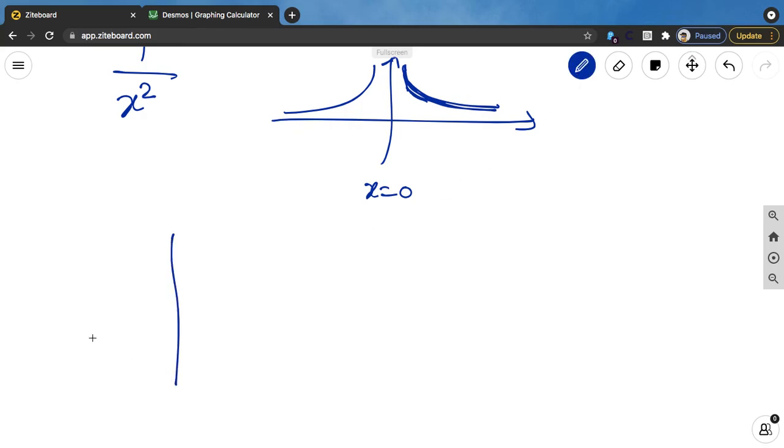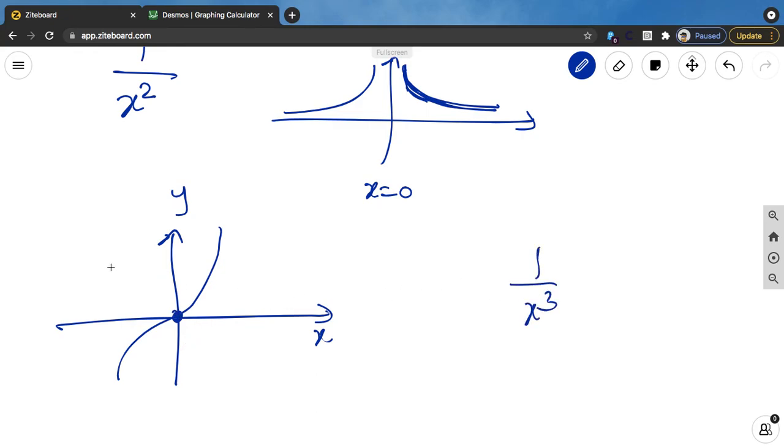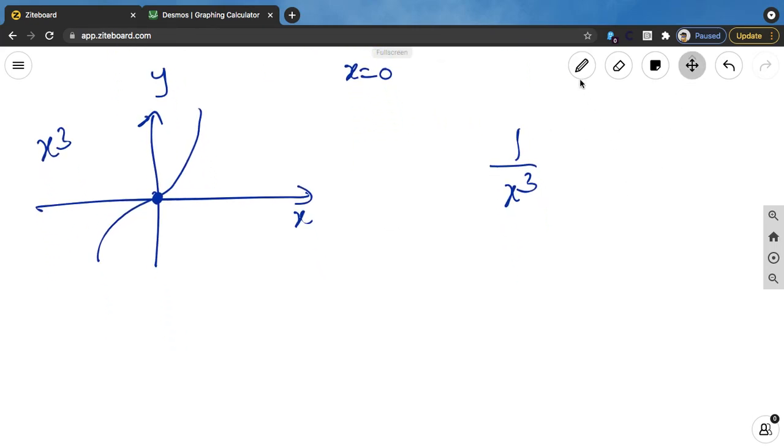What about y is equal to 1 by x cube? Let's look at it. So this is y is equal to x cube. Let's see if we are able to identify how the reciprocal will look like. First of all, when x is 0, y is 0. So when I take the reciprocal, what will happen at x equal to 0? It will become undefined. x equal to 0 has to become the vertical asymptote.